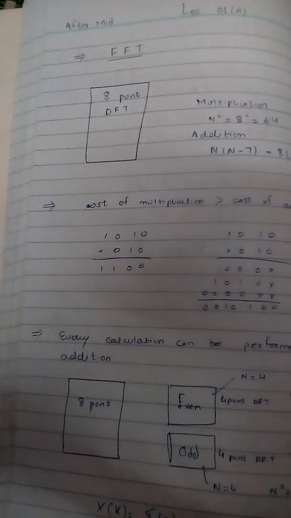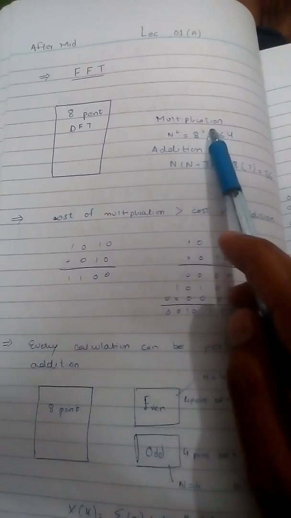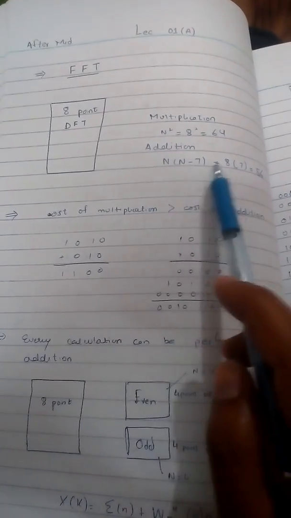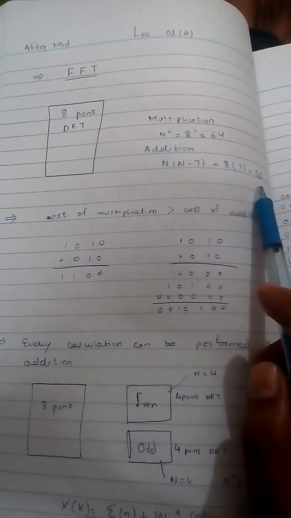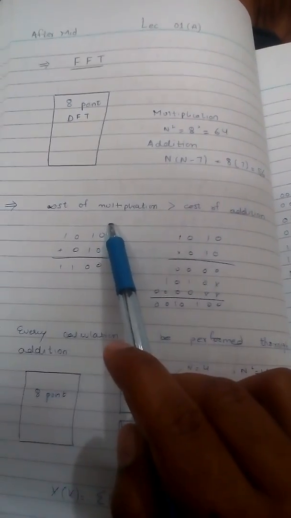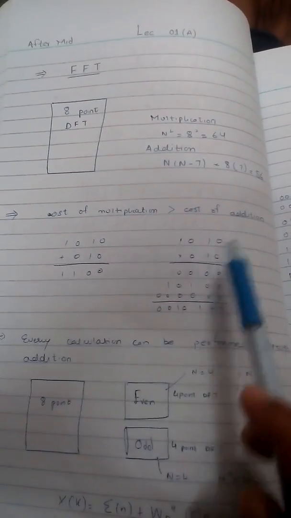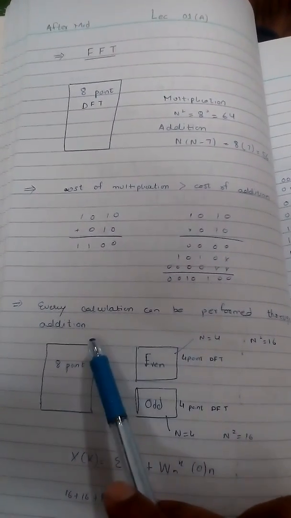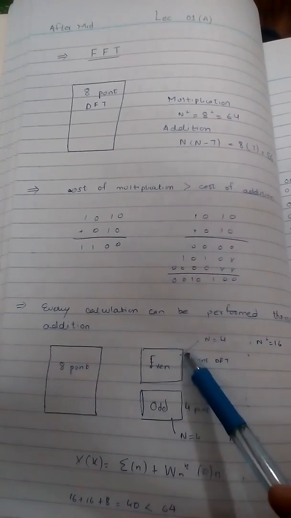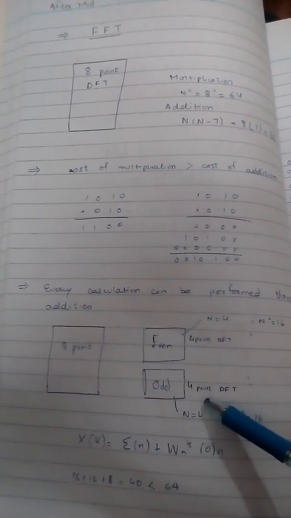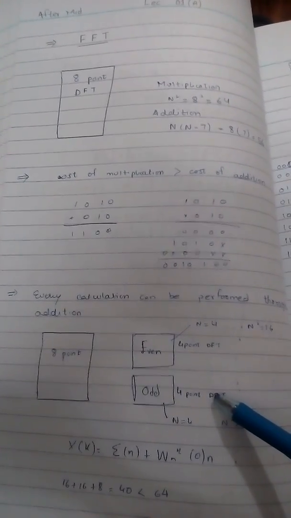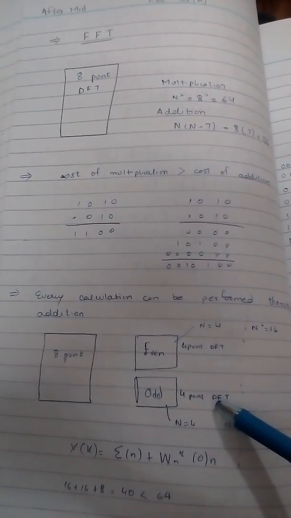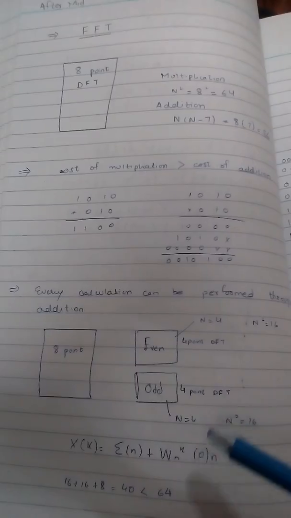As we know, for an 8-point DFT the number of multiplications will be 64, and for the additions the formula is n into n minus 1, so if we put that in, the additions will be 56. This means that the cost of multiplication will be more than the cost of addition. So that's why we will perform the addition, and now we will divide the 8 points into even and odd points, 4 points each, and again the number of multiplications and additions will reduce, and this will make our system more efficient.